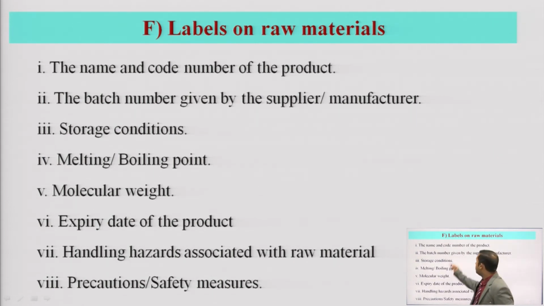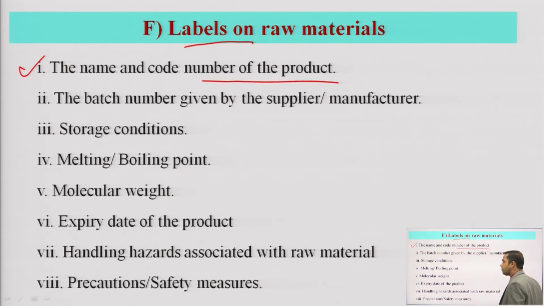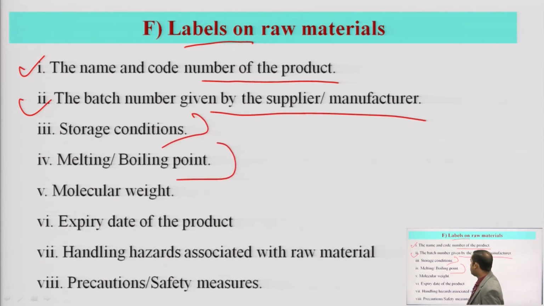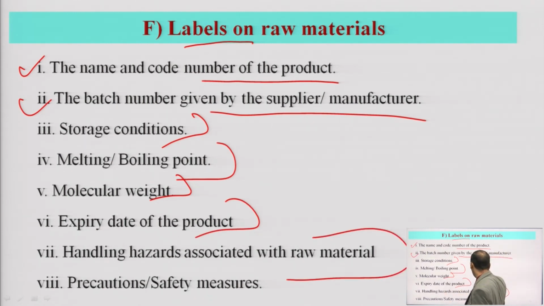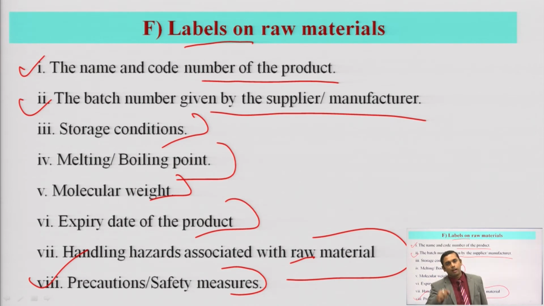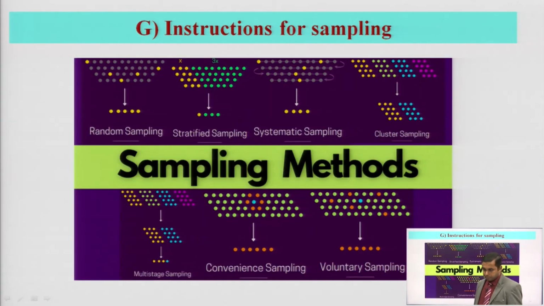You have to see the labels: the name and code number of the product should be correct. Then the batch number given by the supplier, storage condition, melting point, boiling point, molecular weight, expiry date and handling hazard associated with the raw material. Also, what precautions or safety measures you are supposed to take, you have to see. All these things should be available on the label of the raw material.